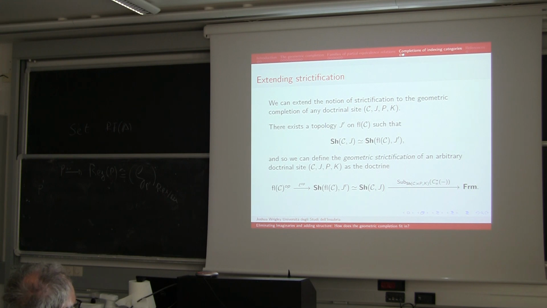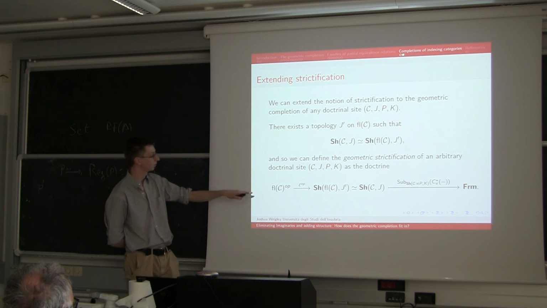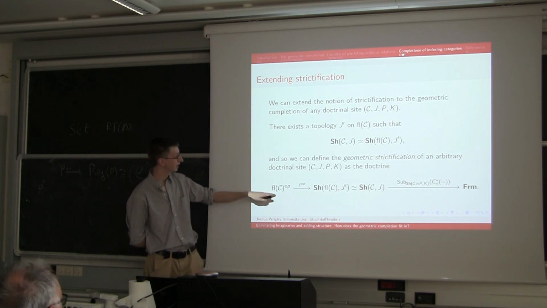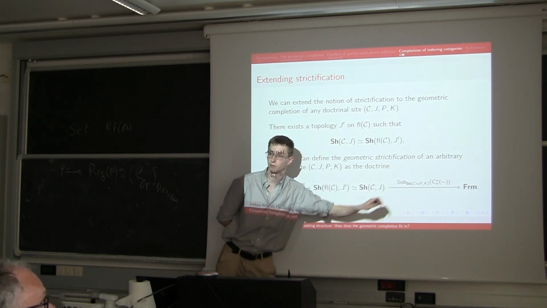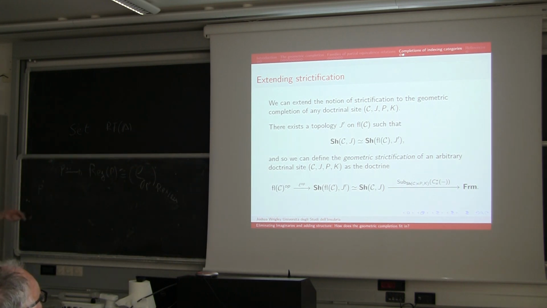And so we could generalize strictification in the geometric setting by taking the canonical functor, the finite limit completion of C, into its sheaf topos across this equivalence, and then we apply the geometric completion to get a sort of geometric strictification of an arbitrary doctrine.